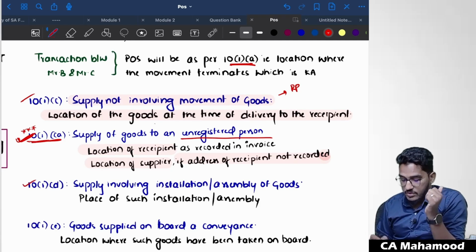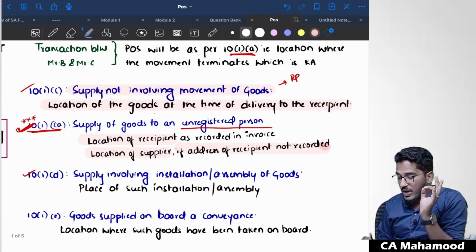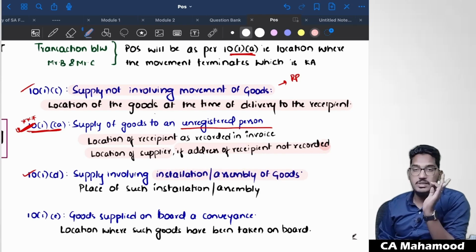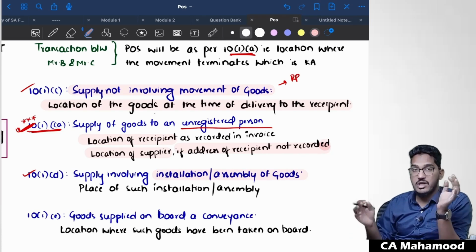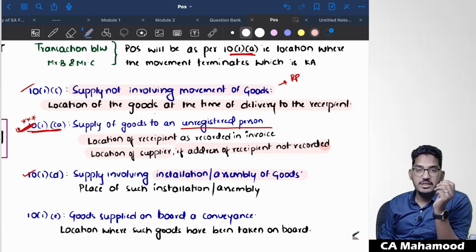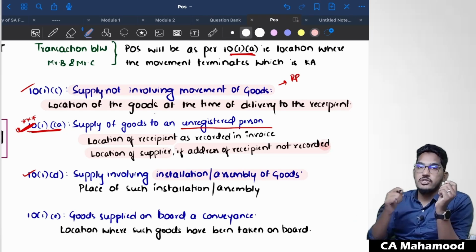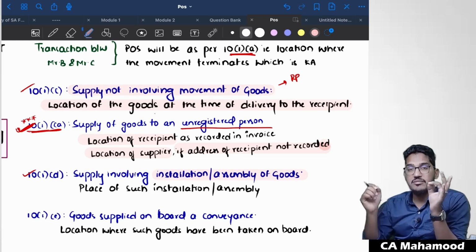Now let us come to the next clause, Section 10(1)(d), which is talking about how to determine the place of supply in case of goods which require installation or assembly. Take for example, I went to an electronics store, I purchased an air conditioner, and that air conditioner is required to be installed at my office. Sir, what will be the place of supply? Wherever those goods are getting installed, the place at which such installation or assembly takes place, that will be determined as the place of supply.